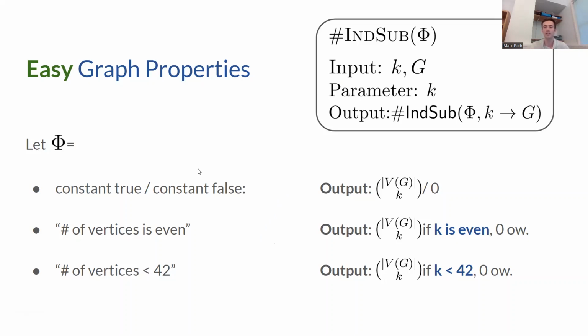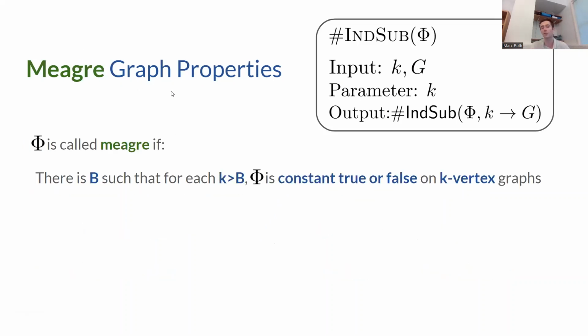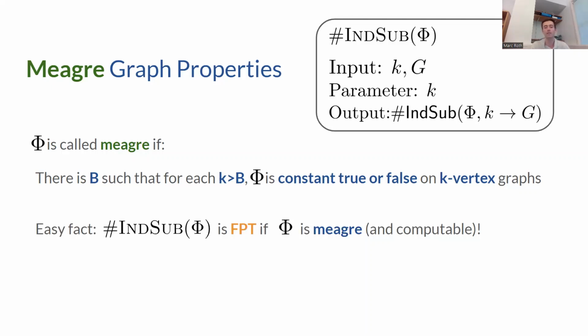And if we generalize this idea a bit, we get the notion of meager graph properties. I will call phi meager if there is a constant b, such that for every k larger than b, phi is either constant true or constant false on all k-vertex graphs. And this means the property becomes eventually trivial, in the sense that from some particular point on, the property is always constant true or constant false on all k-vertex graphs. And generalizing the examples we have seen before, it is very easy to show that #Sub(phi) is fixed parameter tractable if phi is meager.